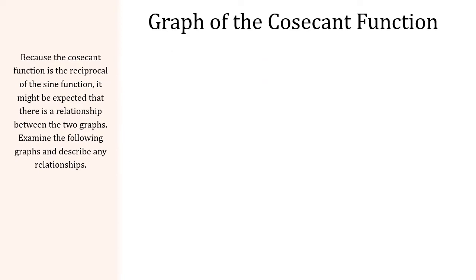So now let's take a look at the graph of the cosecant function. We've done tangent and we've done cotangent. Now let's look at cosecant. Now, because the cosecant function is the reciprocal of the sine function, it might be expected that there is a relationship between the two graphs. So let's take a look at those two graphs.